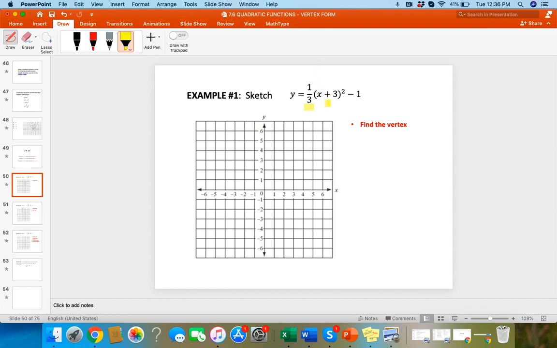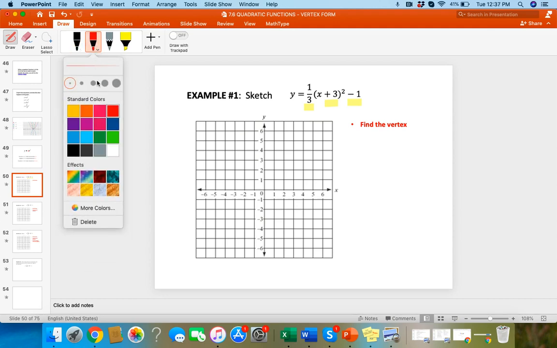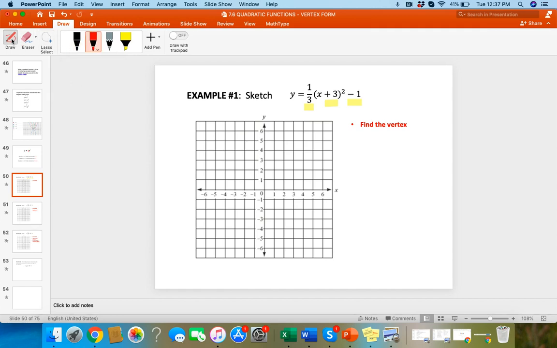I can see that it has a +3. So I know when it's inside with the x that it will move left and right in the opposite direction. So it's going to move left 3. And the -1 means it will move down 1. Now, if I think about what that means, I should be able to come up with the vertex fairly easily. In fact, let me just get ready to put a dot in here so that I can actually do it. So if I think about what my vertex is, it's going to move left 3 and down 1. So it's going to go 1, 2, 3, and down 1. So my vertex is sitting right there, which looks great.